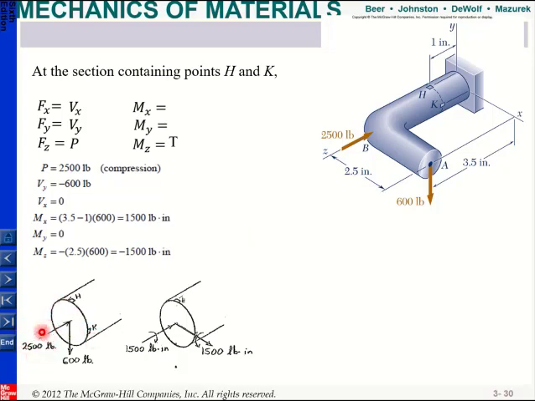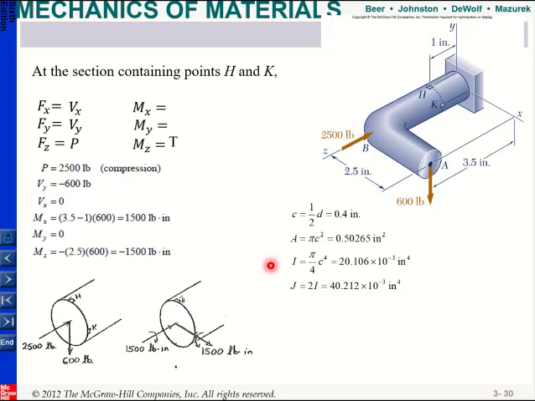And when I look at this, this normal force will create compression in both points, okay? And I have 600 pounds, and I know that it will not create any shear stress at H, but it will create a shear stress at K, okay? And here I have torsion, so in both points H and K, it will create a shear stress, TC over J. And plus I have this moment, okay?